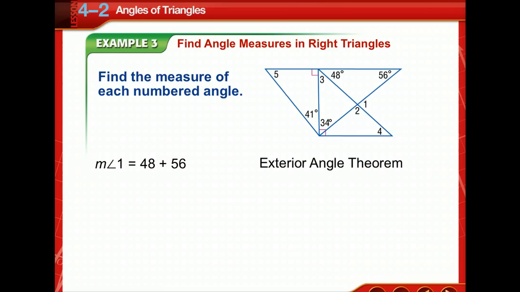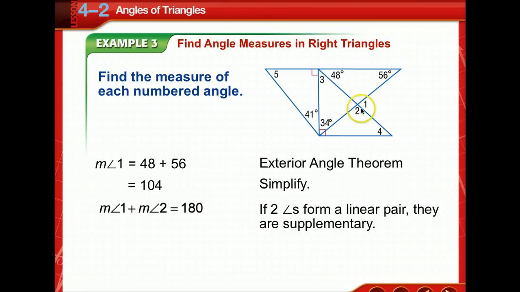Okay, first of all, let's look at the measure of angle 1. Well, we know that it's an exterior angle because this side keeps going, so it is equal to the sum of the remote interior angles, 48 plus 56. So it's equal to 104. And what I do when I'm working these problems, when I solve for one angle, I draw it, I write it out in my picture, and then over to the side I write the measurement of angle 1 equals 104, just to keep a running tally.